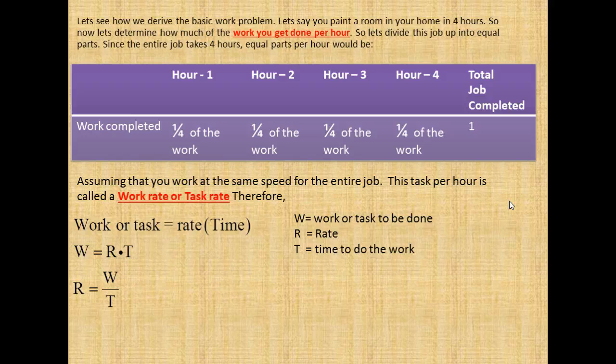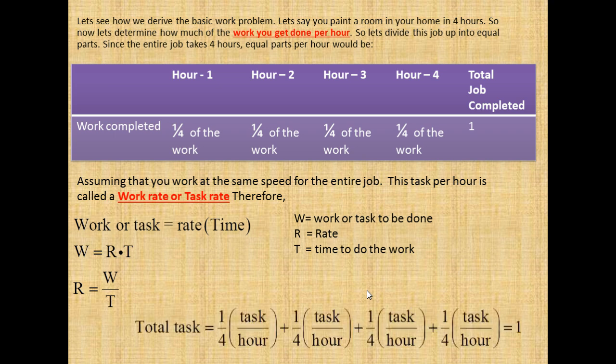Assuming that you work at the same speed for the entire job, this task per hour is called a work rate, or task rate. So therefore, work or task equals rate times time. And if we let variables equal our words, for work we'd have W equals R times T, for rate times time. If we divide both sides of this equation by time, we get rate equals work per unit time, okay?